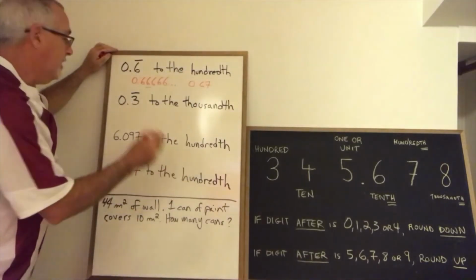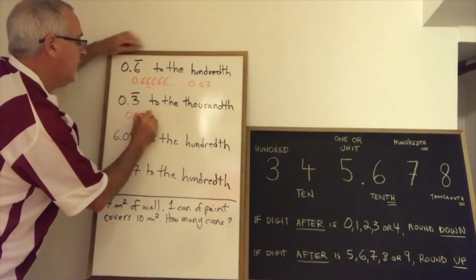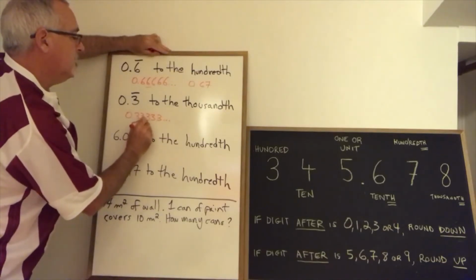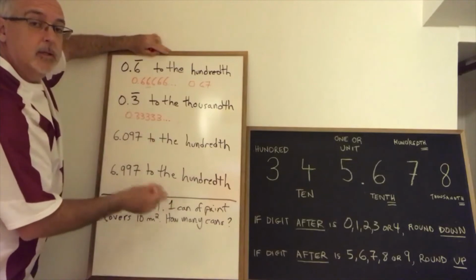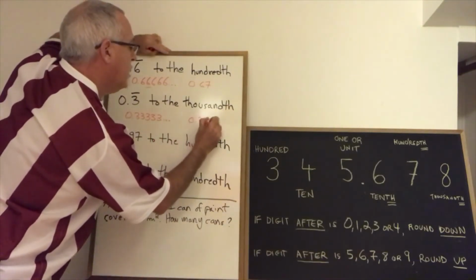0.3 repeating to the 1000th, we know that means 0.333333, and it keeps going. Now we can see the 1000th is a 3, and the number after it is a 3, so we round down. We get 0.333.